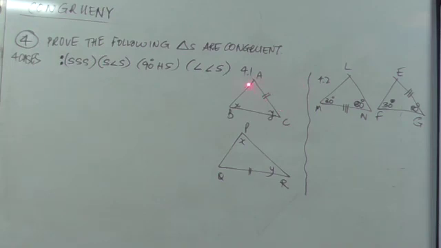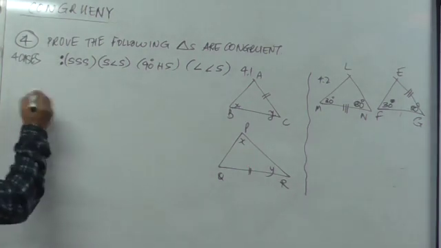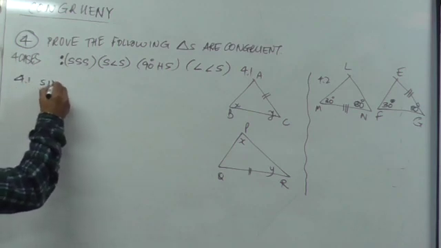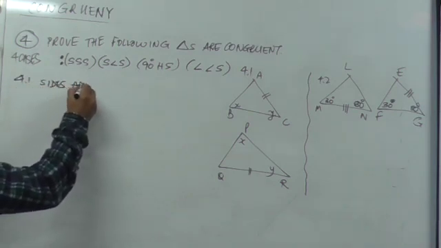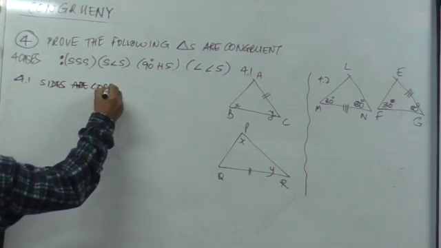If you look at this side, it is opposite X. Now we look in this diagram. There's the equal side. Is it opposite X? Yes, it is opposite X. Therefore, these two sides are corresponding. So, in this example, in 4.1, the sides are corresponding.